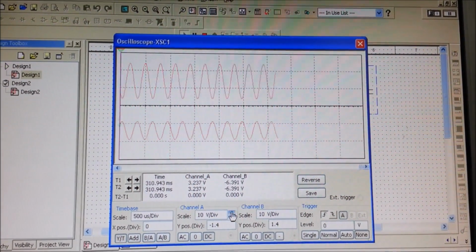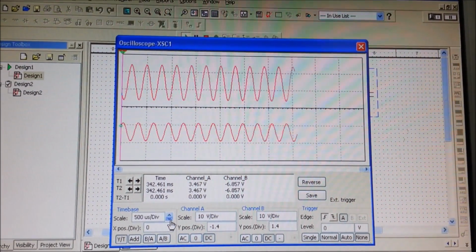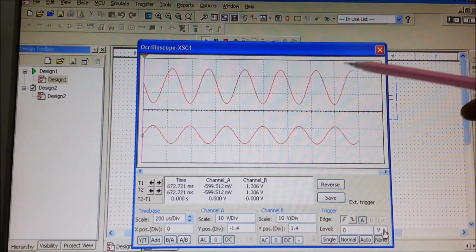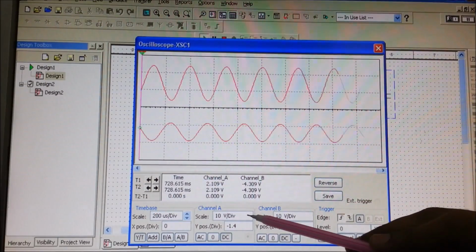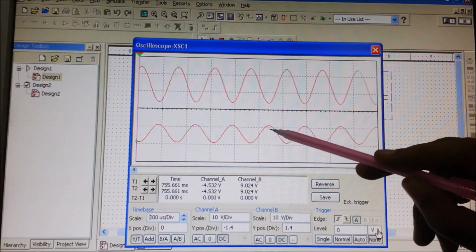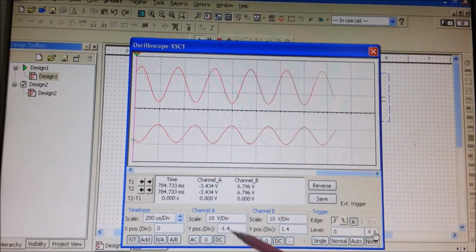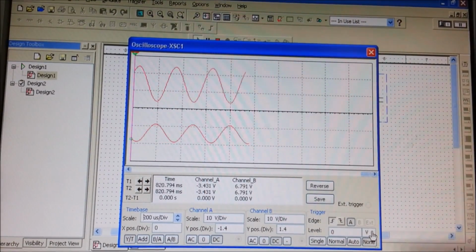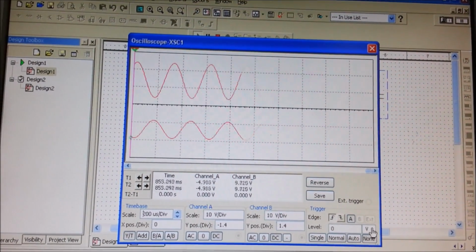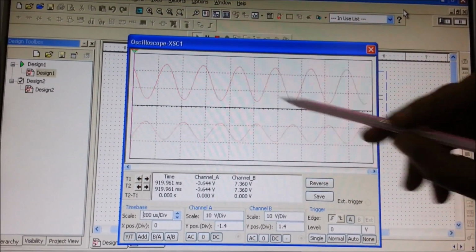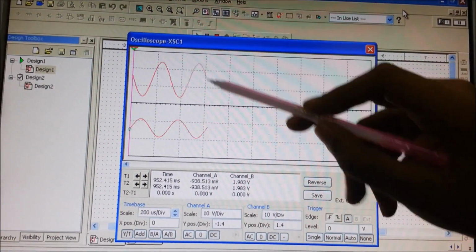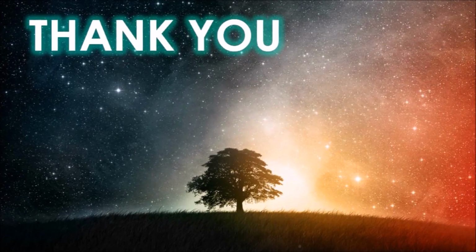So this is our desired output for our inverting configuration. The upper one is our input waveform and our lower one is our output waveform. Now see, channel A is at 10 volts per division and channel B is at 10 volts. So we can see the amplification is done here. This is our output waveform for the inverting configuration, and this is very much similar to what we observed in our practical. This was all about the inverting configuration of an op-amp.